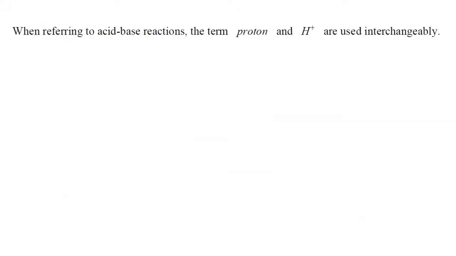All right, let's take a look at the word proton. This is actually the same as referring to the H plus ion. So when referring to acid-base reactions, the term proton and H plus are used interchangeably. One example of an acid in chemistry is hydrochloric acid, which has the chemical formula HCl.